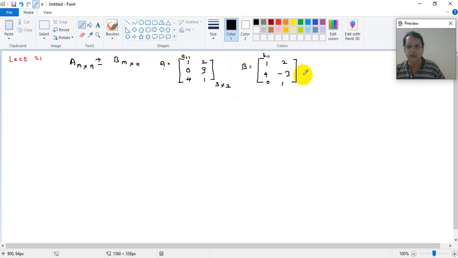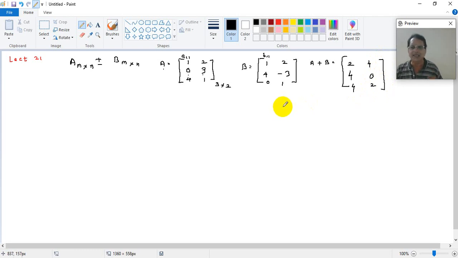So what will be matrix A plus B? Matrix A plus B will be what? You add 1 and 1, so it becomes 2. You add 2 and 2, it becomes 4. You add 0 and this 4, it becomes 4. Then you add 3 and -3, it becomes 0. You add 4 and 0, it becomes 4. And you add 1 and 1, it becomes 2. So this is addition of the two matrices A and B.